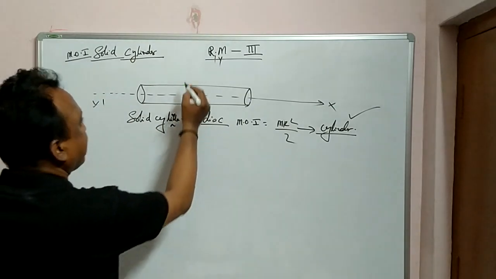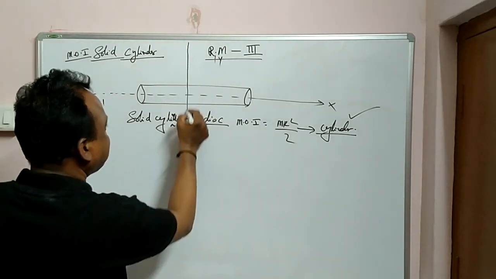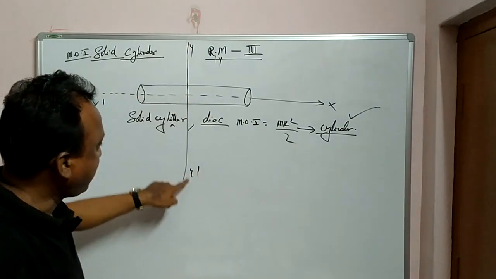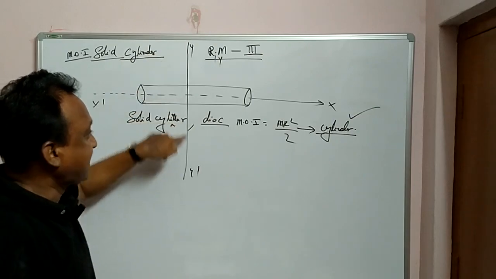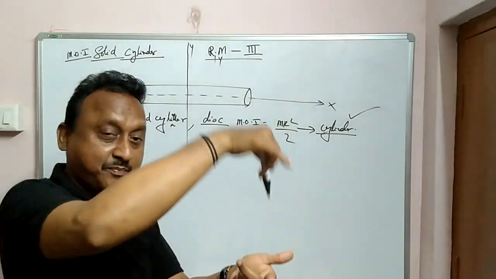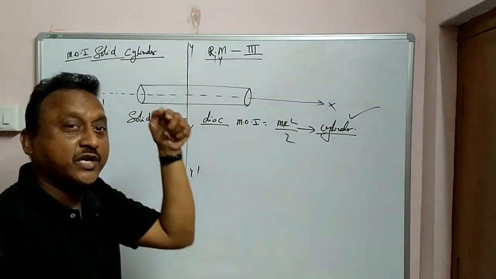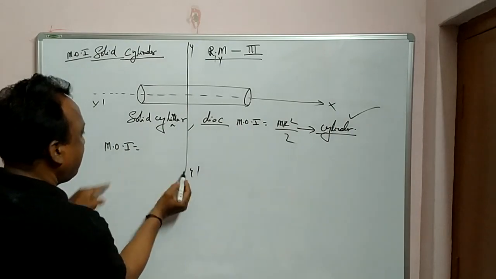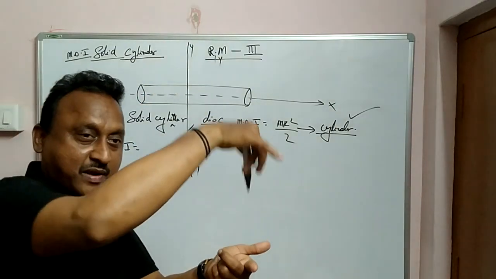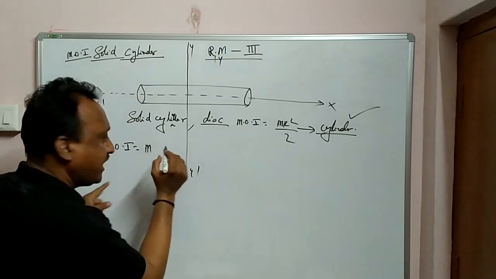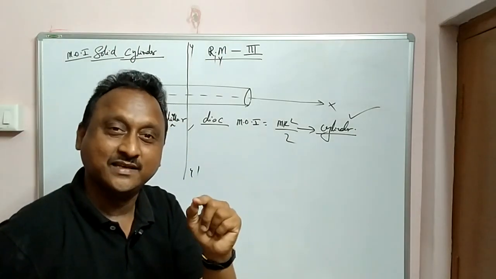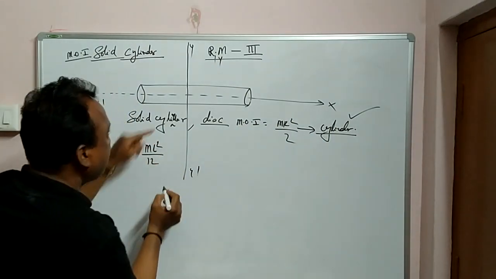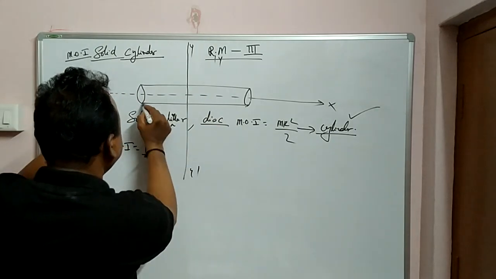Now in the same way you may ask another question. Suppose the axis is passing in this way, y dash. Same solid cylinder, but the axis is passing through the center, perpendicular to the length. That means it is going towards the diameter. What will the moment of inertia be? In the thin rod I have already derived ml square by 12, passing through the center perpendicular to the length.